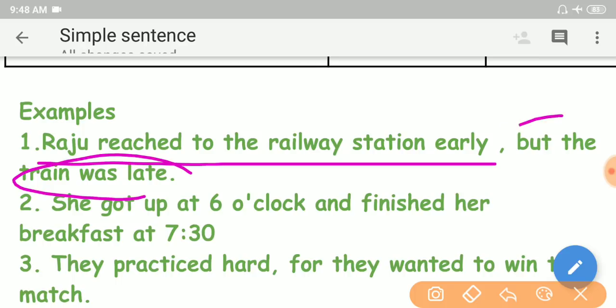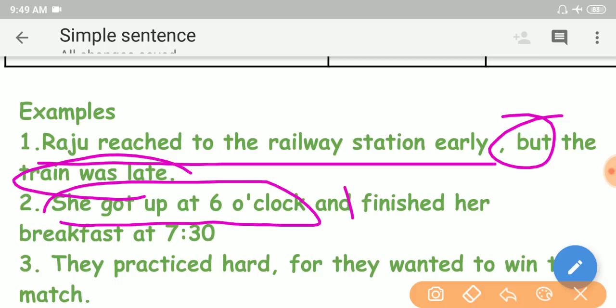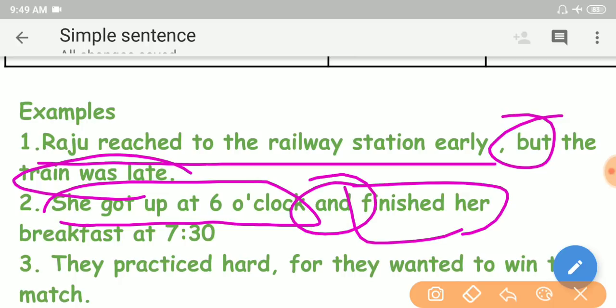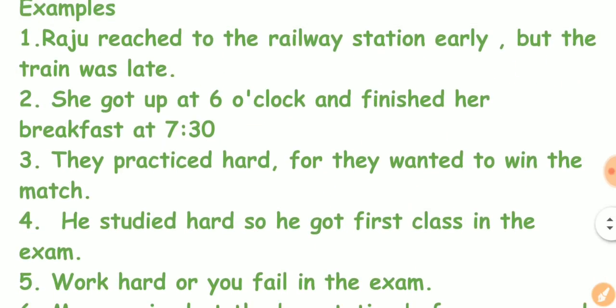About coordinating conjunctions, where do we use them? We have already learnt in conjunction part 2 of my video. See, "but" is used for contrasting ideas. She got up at 6 o'clock and finished her breakfast at 7 o'clock, 7:30 or whatever it may be. Here, "and" is used for additional information or similar ideas.